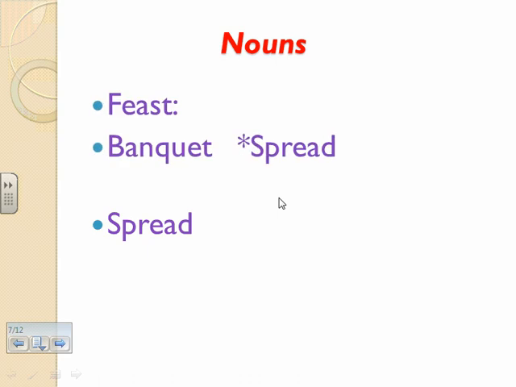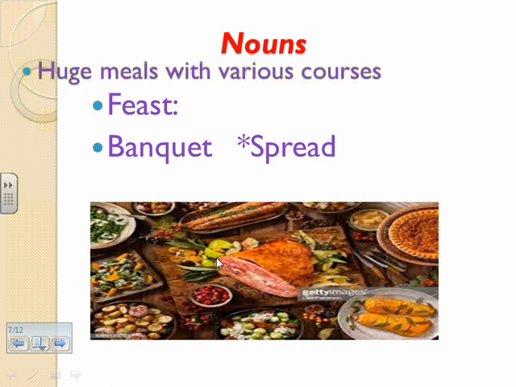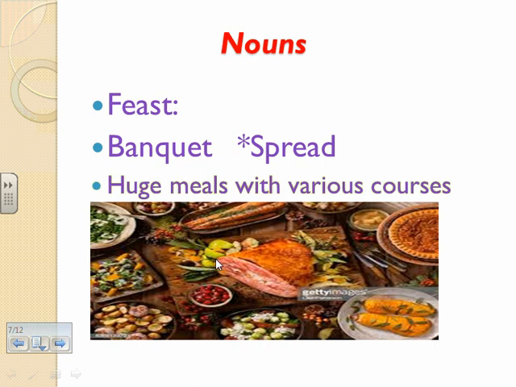We have some nouns here: feast, banquet, spread. What do these words mean? As you see from the images, it's a large table full of various types of food. This is feast, banquet, spread. Huge meals with various courses.